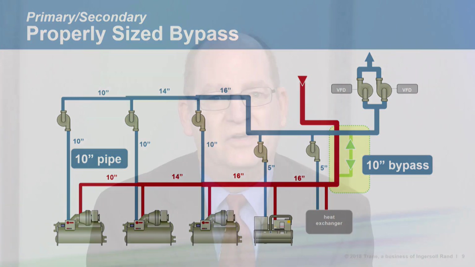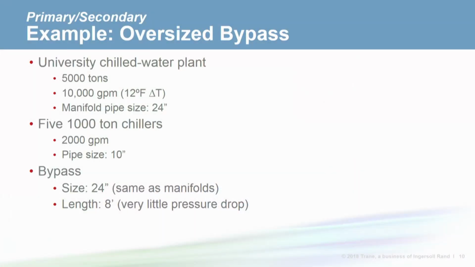But what happens if the bypass line is oversized? Now, we actually see this occur quite often, and large plants seem particularly prone. In many cases, the bypass line is the same size as the chilled water manifold, and that causes problems. Let's look at an example.